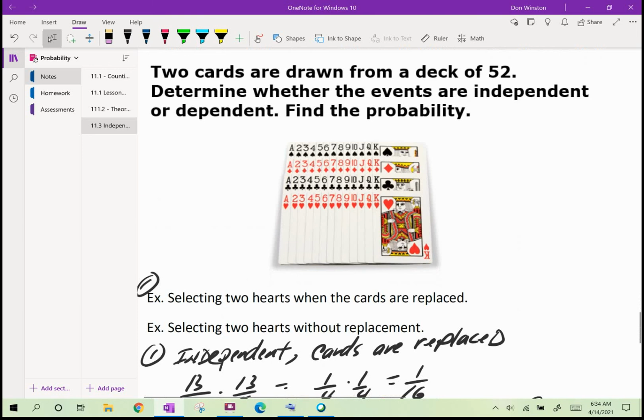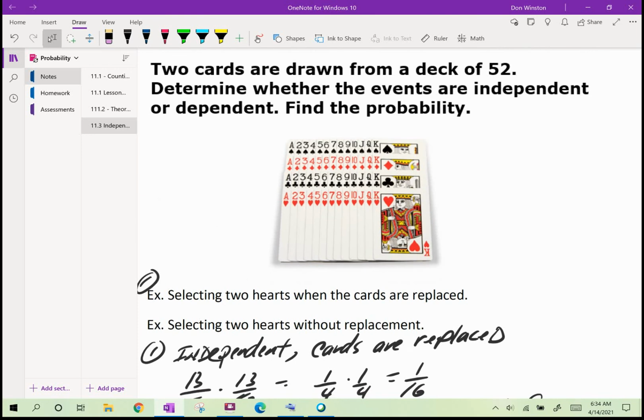Let's look at two more examples. Two cards are drawn from a deck of 52. Determine whether the events are independent or dependent. Find the probability of selecting 2 hearts when the cards are replaced. Well, they're independent events. Selecting the second card does not remember what happened when you selected the first card, because we replaced it. It's like we're starting all over again.